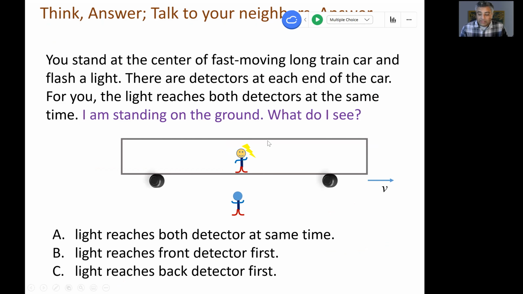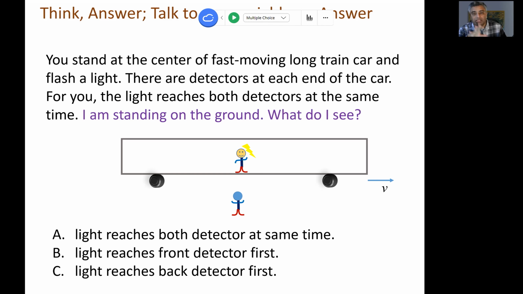Okay, so now let's think about this one here. No fancy stuff here, just a usual scenario. This thing is moving in this direction, so that is the front. Now the flash of light that originates from here goes there and there, right? So now here is this question. Please go ahead and read and respond. You have 1 minute and 30 seconds to respond to this.